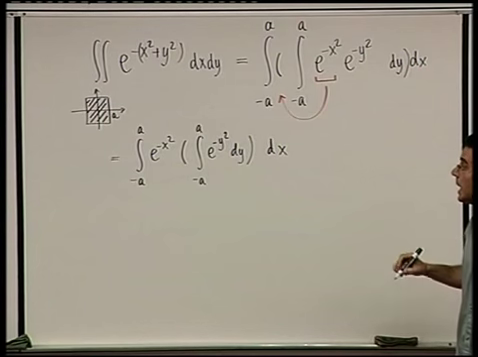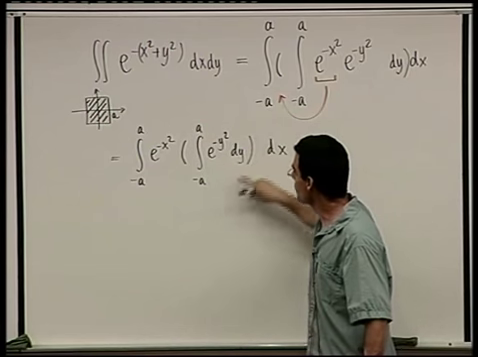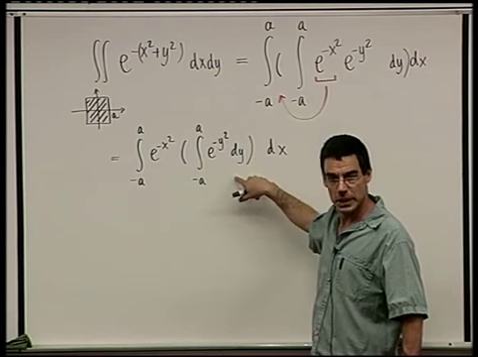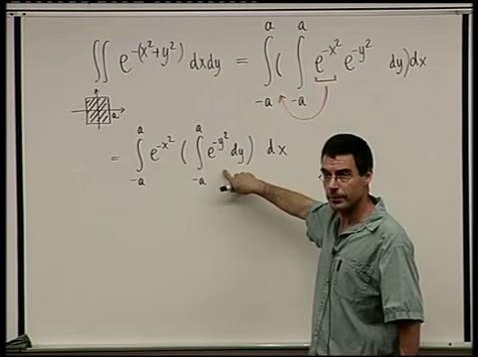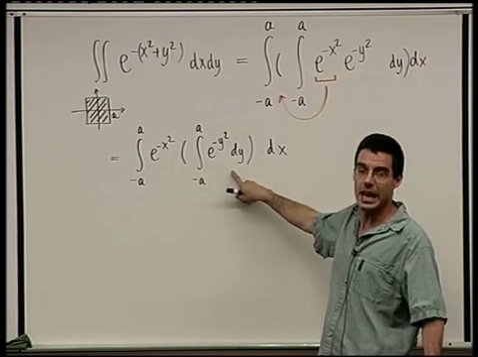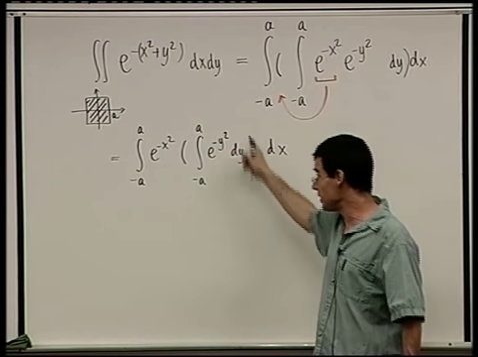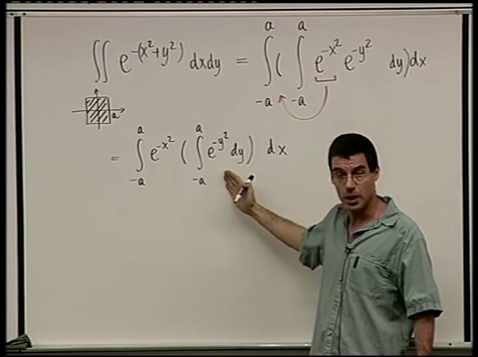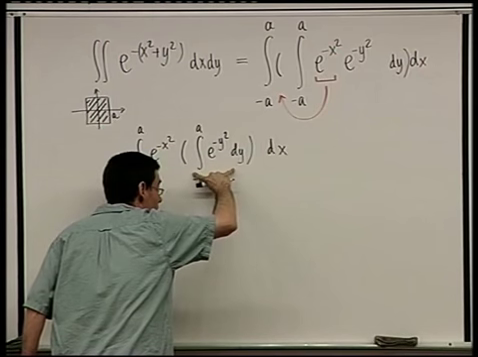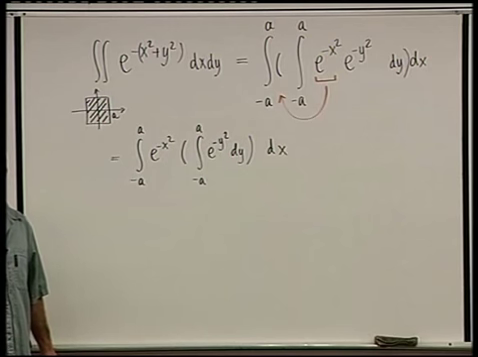Good? Now what is this thing in parentheses here? Do you agree that this thing is x-less? It doesn't depend on x. This is a number. Well, it does depend on the parameter a, but it is a function of a alone. For a fixed a, it's a number. There are no x's here. Do you agree? So I can pull this entire thing out of the outer integral. Do you see that?